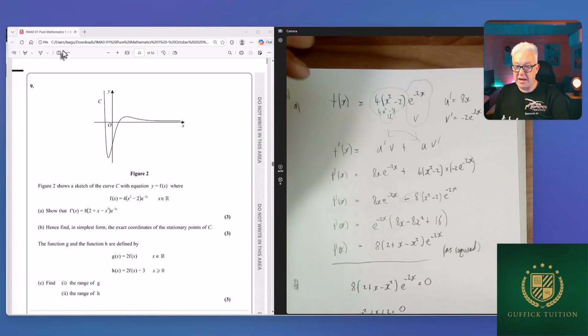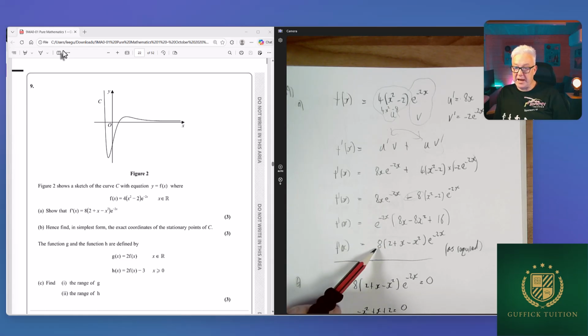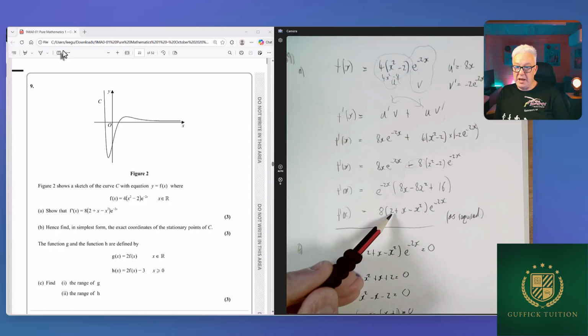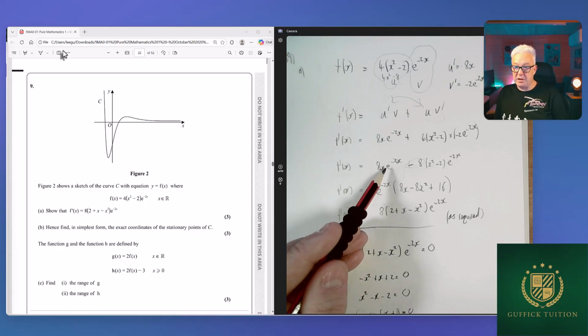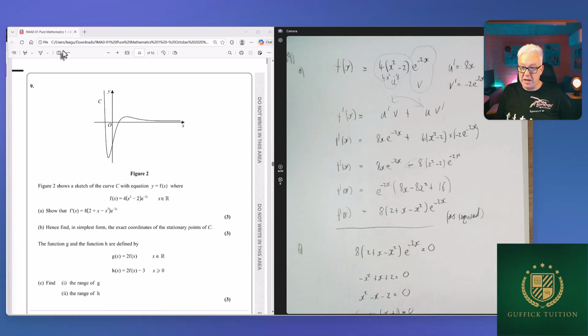So now we can take out our e to the minus 2x, and then we can take out an 8. What's left behind when we do that is an x from this term, a 2 from this term, and an x squared from that term. So when we remove all of those factors, that's what we are left with. Okay, that's great. Now part B.